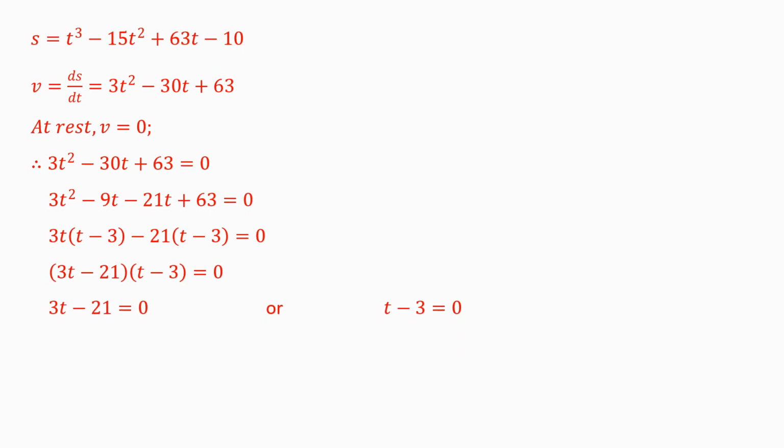We add 21 to the first equation on both sides. We have 3t is equal to 21, and we add 3 to the second equation, so t is equal to 3, or t is equal to 7. So that means the particle is at rest at t is equal to 3 seconds or t is equal to 7 seconds.